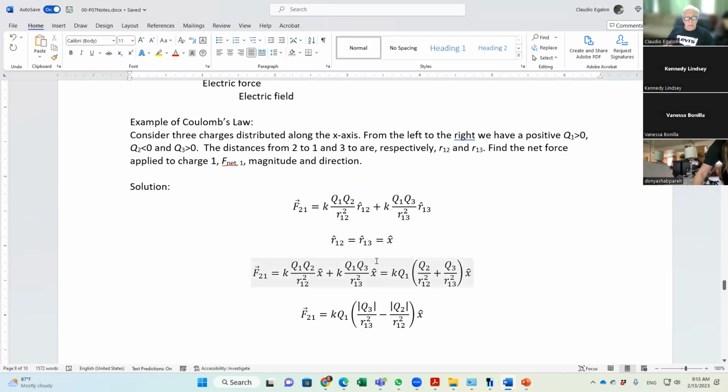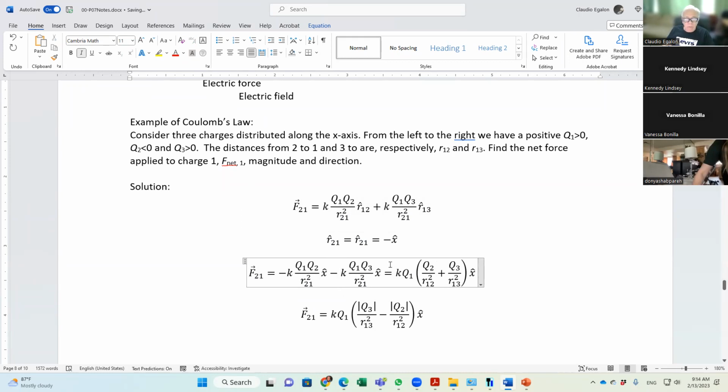From 1 to 2, and from 1 to 3, it's going to be positive. It's just a matter of notation here. Yes, there is a mistake: this notation must be repeated here. That was the mistake that I made. From 2 to 1, we must have a negative X hat. Now we have it right. This one is going to be minus, and this one is going to be minus.